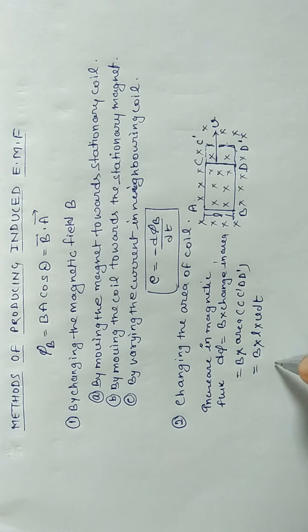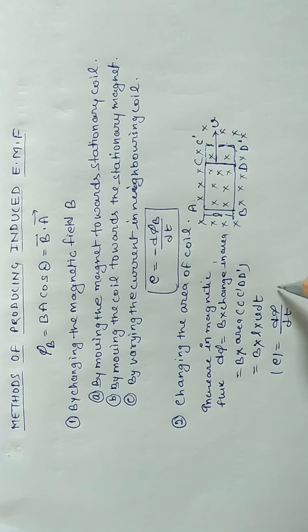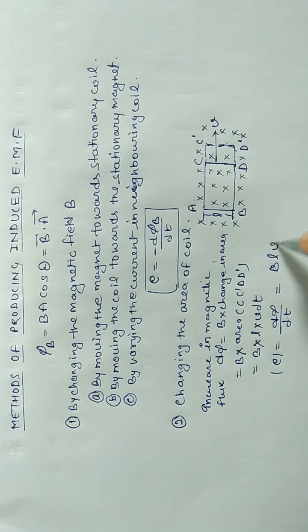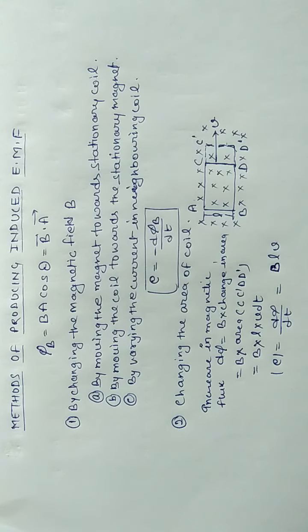So in this case the EMF induced in the circuit will be given by E is equal to d phi upon dt, and it is equal to BLV. So this is the second method for producing induced EMF.